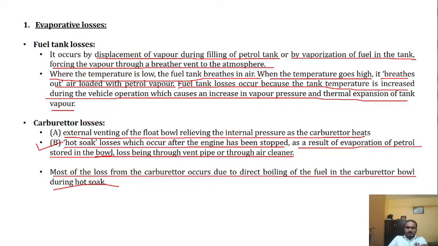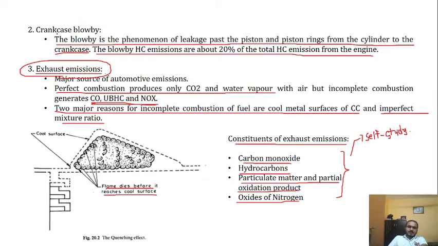Second is carburetor losses, that happen in external venting of the float bowl, relieving the internal pressure as the carburetor heats. And then there are hot soak losses, which occur after the engine has been stopped. The next is crankcase blow-by. Blow-by is the phenomenon of leakage past the piston and piston rings from the cylinder to the crankcase.